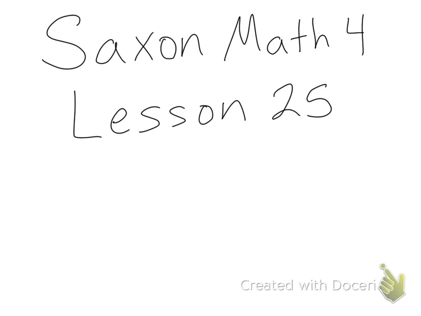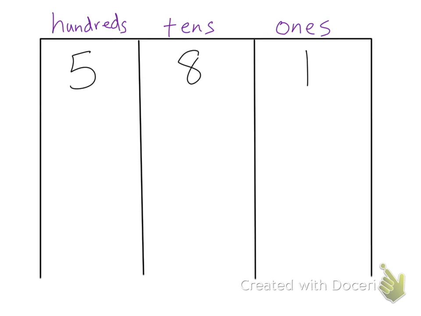Hello everyone. Today's lesson is lesson 25, reading and writing numbers to 999, identifying the place value and value of a digit in a three-digit number. So here I have the number 581. This chart that I've drawn is called a place value chart.